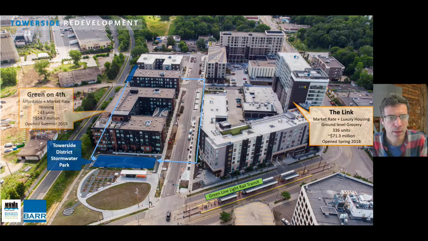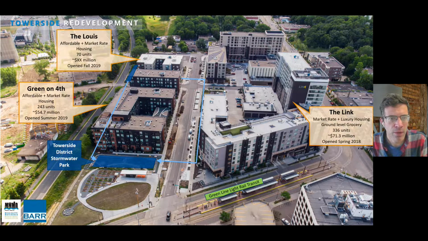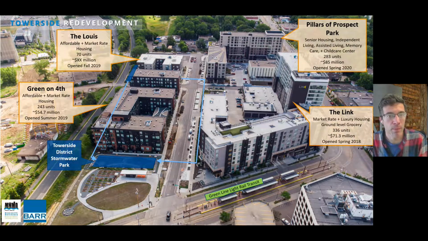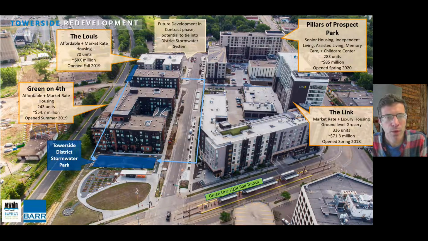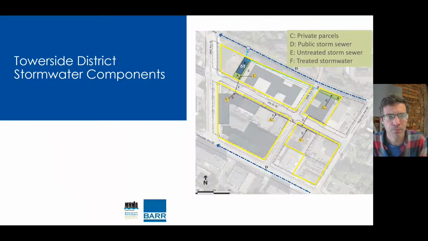First the Link, then Green on 4th, followed by the Lewis, and finally last year, the Pillars of Prospect Park, a senior living facility, came in, completing all 8 acres. We have additionally sized the system to accommodate one future development that could occur behind the Lewis. That hasn't occurred yet, but when that property redevelops, they will be able to tie into the system and have their stormwater management needs taken care of.